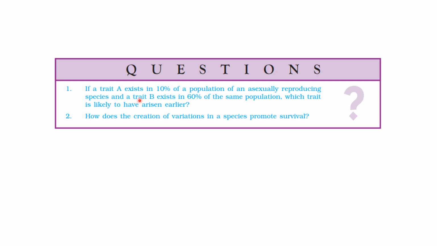First is, if a triad A exists in 10% of a population of an asexually reproducing species and a triad B exists in 60% of the same population. Okay, so which triad is likely to have arisen earlier? Okay, so see here in this case the genetic triads are passed down almost unchanged with variations arising only due to mutations. Okay, so if triad B exists in 60% of this population and triad A in 10%, so it is likely that triad B arose earlier.